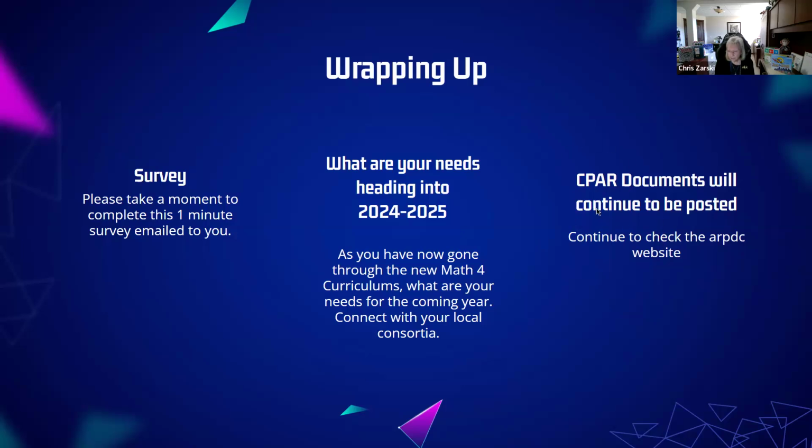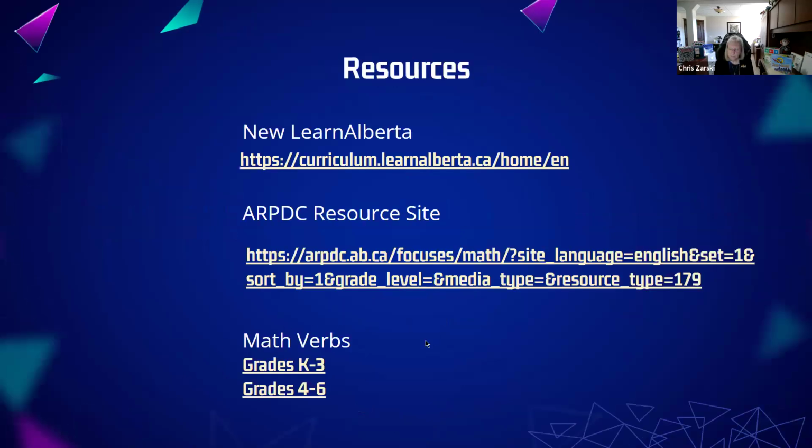The CPAR documents are another piece that you have available to you that are building those organizing ideas with exemplars and looking at illustrative examples. More of them are being posted as we move forward in grades 4, 5, and 6. So you just need to keep checking back to the sites. So there's the New Learn Alberta, which gives you your curriculum, access to boards, resources that they're suggesting.